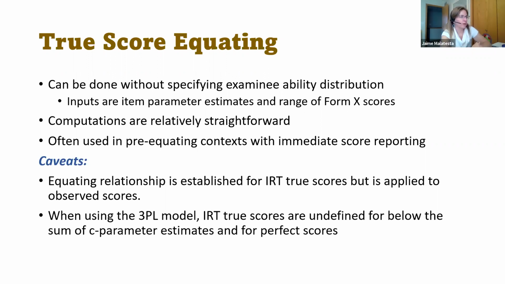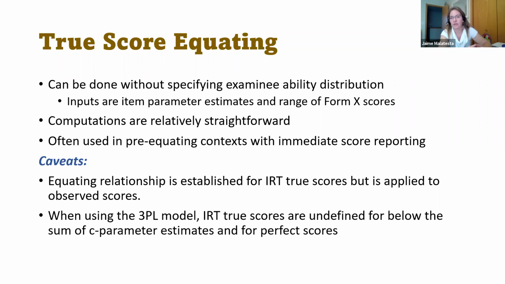When using the 3PL model, the IRT true scores are undefined below the sum of the C parameters and for perfect scores. So for this example, for the 36 item test, the sum of the C parameters was around 7. If you sum the C parameters across all 36 items, it comes to about 7. So if candidates were to score a 7 or below on this new form, then the true score equating relationship is really undefined for that range of candidates. And so we use an ad hoc approach, like a linear interpolation or a truncation, for those candidates where we cannot estimate their true score.